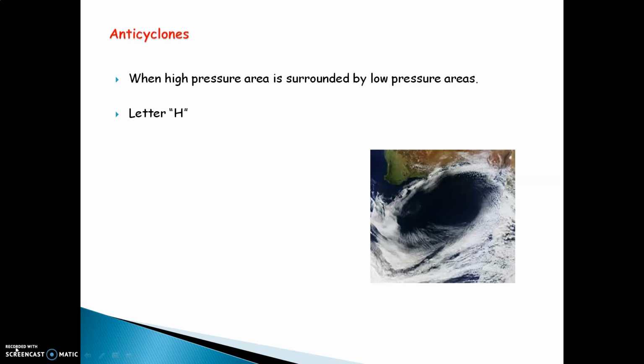Anticyclones. Anticyclones are the condition opposite of cyclones. That means anticyclone conditions are created when a high pressure area is surrounded by low pressure areas. In such situations, winds blow from the center toward the surrounding area in a circular motion. In the picture, you can see the water is moving from the center outward. That is called an anticyclone, again in a circular motion. On the weather maps, the center of an anticyclone is represented by the alphabet H.